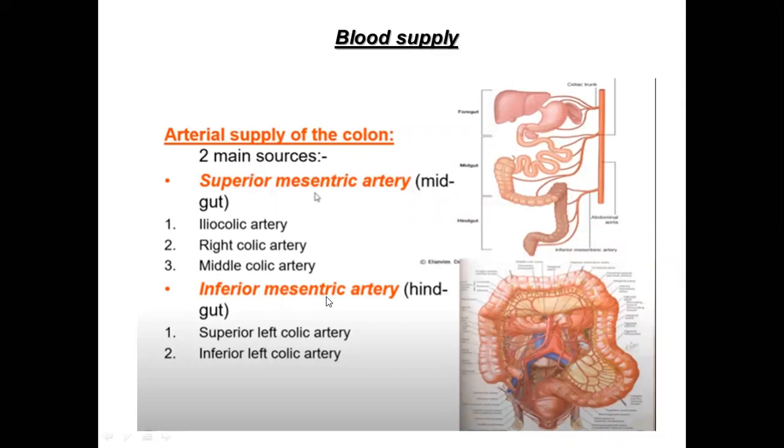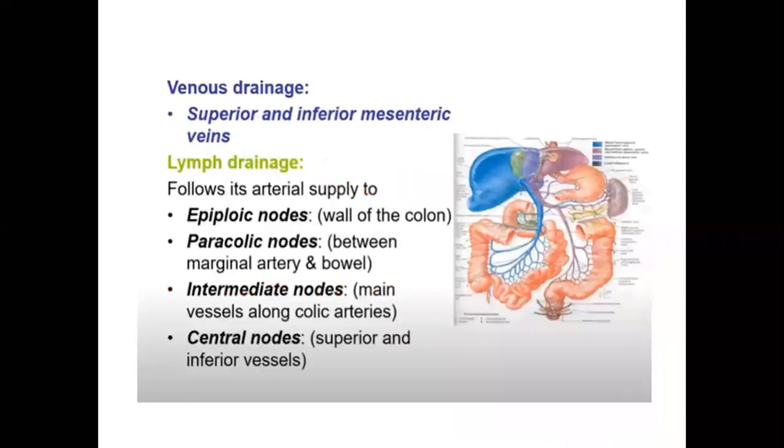And the inferior mesenteric artery has two branches, that is the superior left colic artery and the inferior left colic artery. So the superior and inferior left colic arteries are branches of the inferior mesenteric artery, whereas the ileocolic artery, right colic artery, and middle colic artery are all branches of the superior mesenteric artery, and the superior and the inferior mesenteric arteries ultimately drain into the main artery of the abdomen, that is the abdominal aorta.